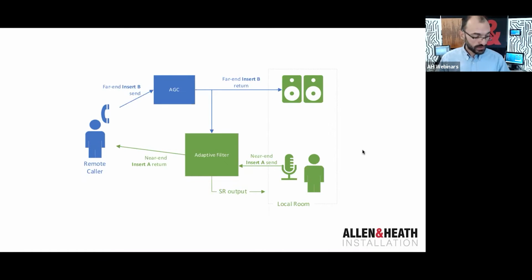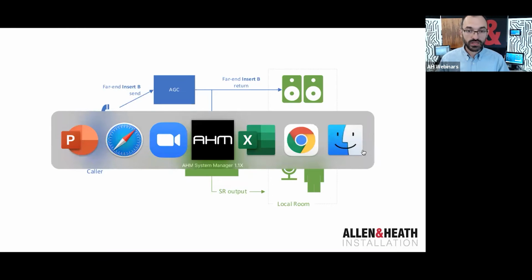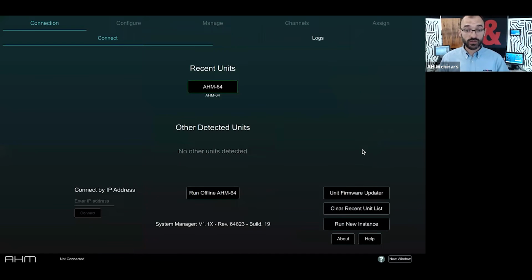Okay, so what I'll do at this stage is I'll switch to the AHM System Manager software, and we'll log into the unit. I have an echo cancelling module in my AHM64 here. And by the way, these modules are available. We have some ready to ship. The only caveat is that you will need version 1.1 of AHM System Manager and firmware, which you can see I'm running on the screen. It's a beta version, and we hope to have that ready in a matter of a couple of weeks.